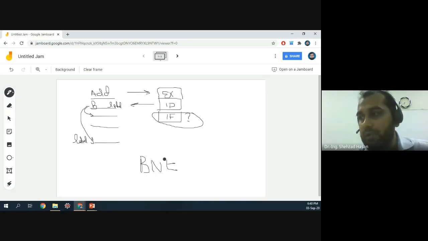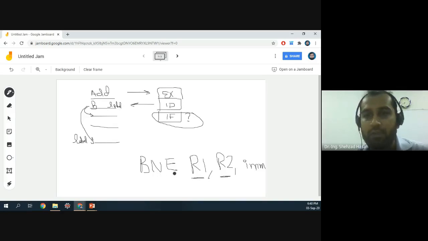Even though we have got a simple branch like a branch not equal, what does it do? It has got two registers and some immediate value. In a branch not equal, you need to check the contents of these two registers, R1 and R2. If they are not equal, then you are going to jump, because the branch says branch if not equal.